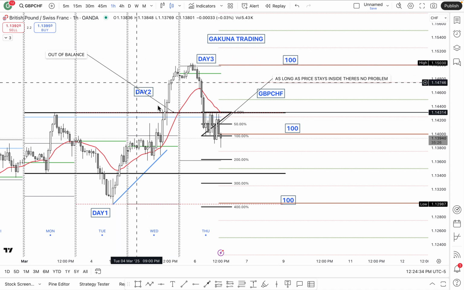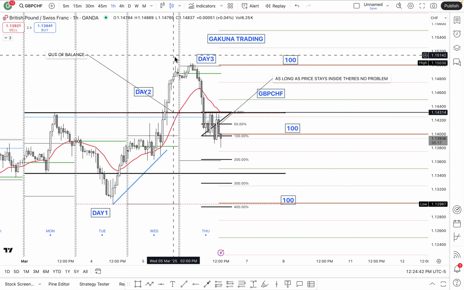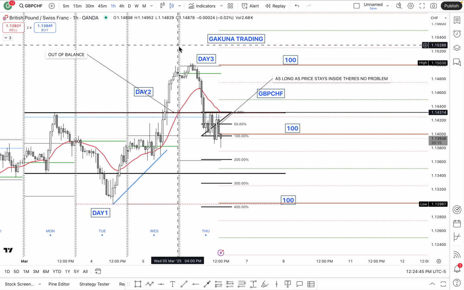Now, when the market is out of balance, yesterday I took a buy on GBP Swiss franc. It went out of balance, stayed broken out, pin hammer, and it reversed. Today we are back in balance, and whenever a market is back in balance and stays in balance, you know what time it is. Now, from my ebook, we have 3 levels of 100.